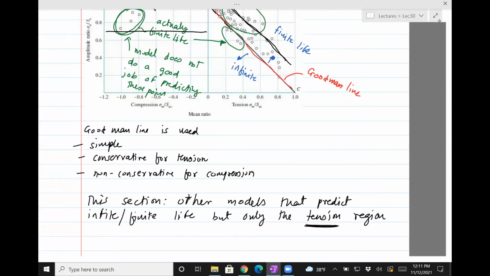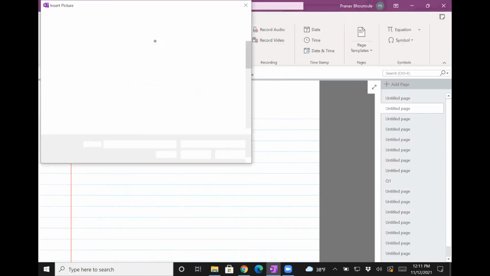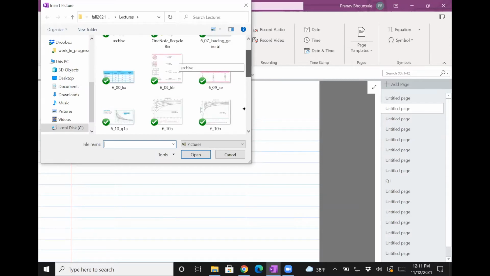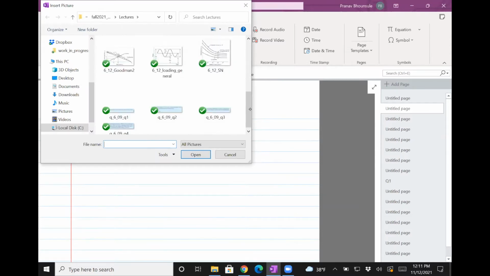Okay, so I'm going to put forth another figure from the book, which sort of gives the different models to predict failure. Here.